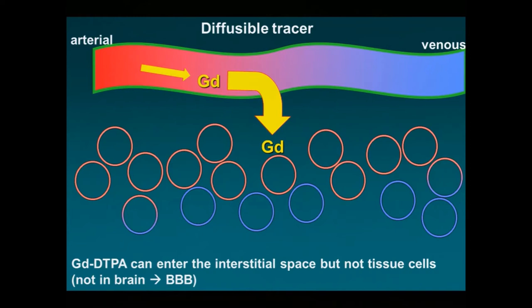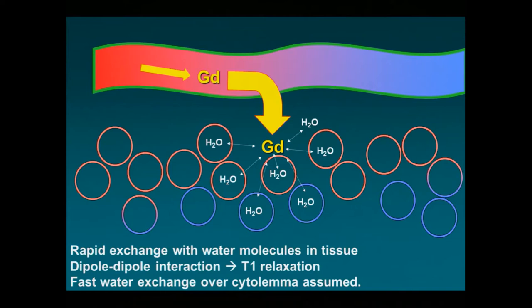So what happens then is the gadolinium enters the interstitial space, and there will be a rapid exchange of the water molecules with the gadolinium compound. And because the gadolinium is paramagnetic, you have a strong dipole-dipole interaction, which gives you a very efficient T1 relaxation. What is also assumed in this model is that the water exchange over the cell membrane is very fast. It's not a limiting factor in this process compared to the relaxation. I will come to that later in my talk.